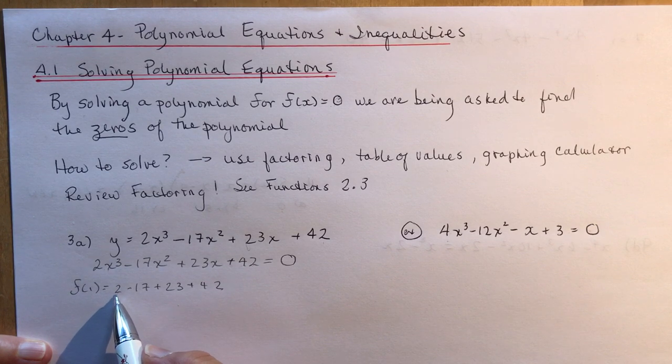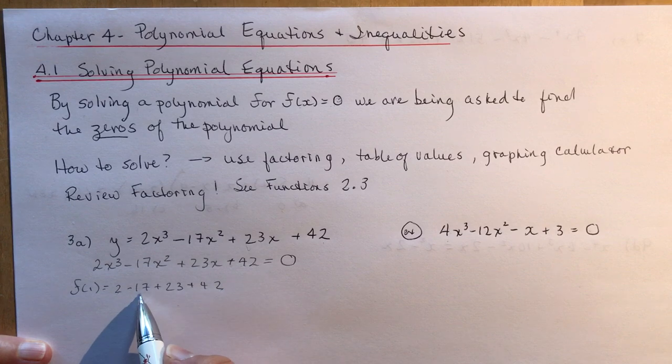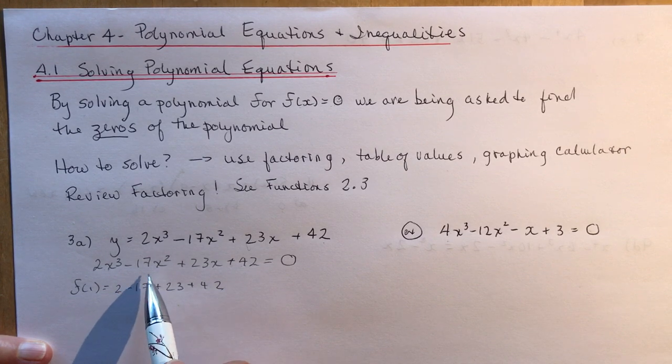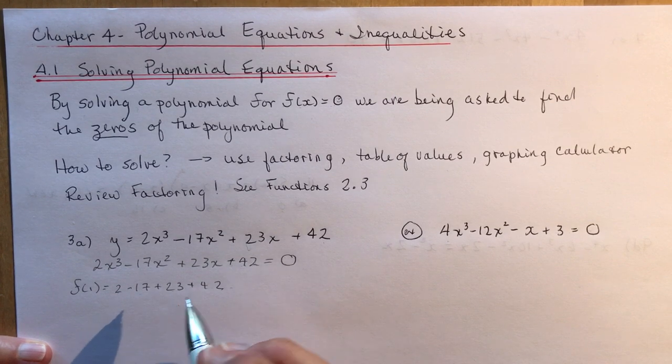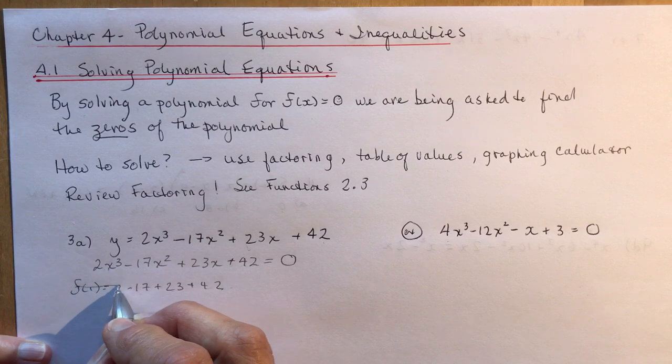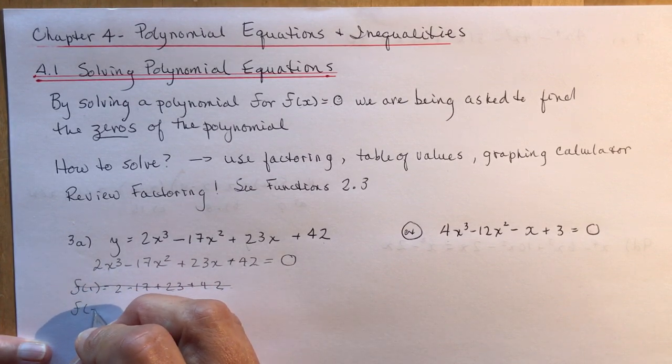So we put in 1 and we would get 2 minus 17 plus 23 plus 42. That's f at 1, this function at the value for 1. And you can see that that's 44 minus 23, which is 45 altogether, and it's not 0 anyway. So f at 1 is not equal to 0. So scratch that one off your list. Then you might want to try f at minus 1.